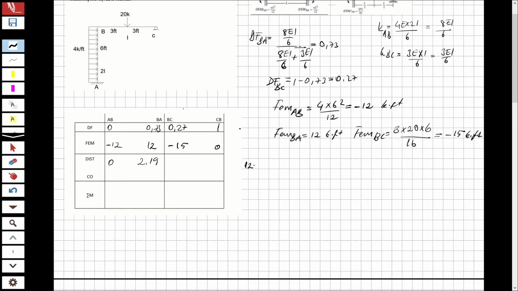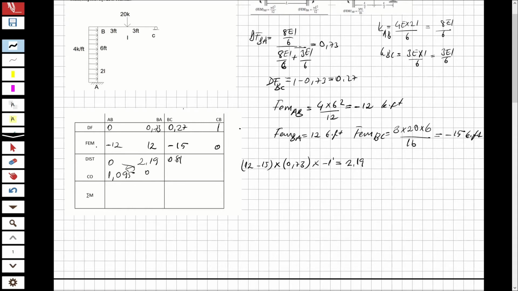I can actually write it here. Multiply with 0.73, its own distribution factor, and multiply with minus 1, which will be equal to 2.19, okay? And this is going to be 0.81. When I carry over, this is going to be 0, and that will be 1.095. Okay, 1.095.